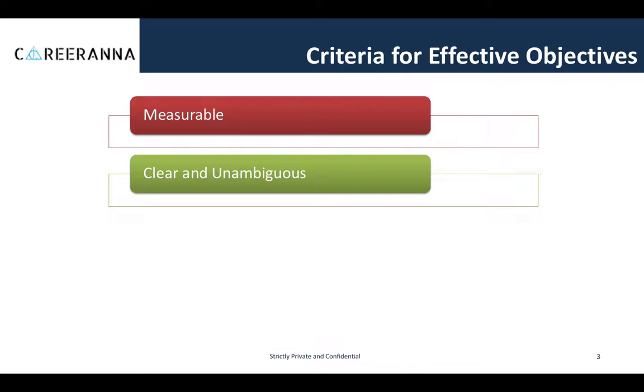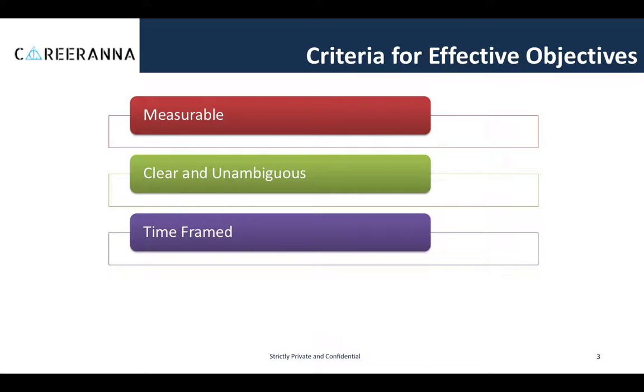Second, the objectives should be very clear and unambiguous. The way the objectives are communicated within the team, to the external team, internal stakeholders, and external stakeholders, should be very clear and unambiguous. There should be no scope of ambiguity while defining the objectives of a product. The third thing is they should be time-framed. Remember the difference between a dream and a goal. A dream is something which does not have a time frame. A goal is something where you set up a time frame. So a dream with a time frame becomes a goal.